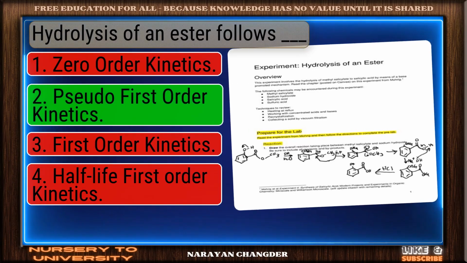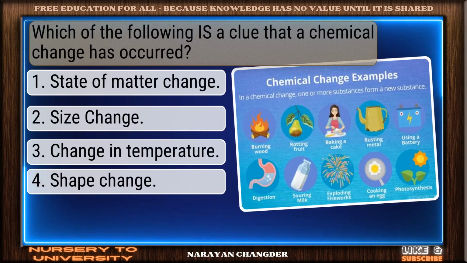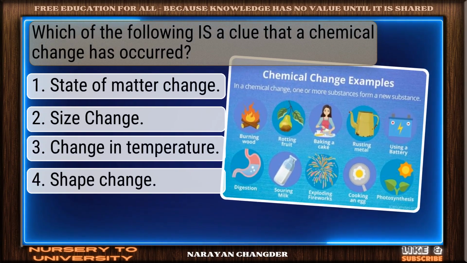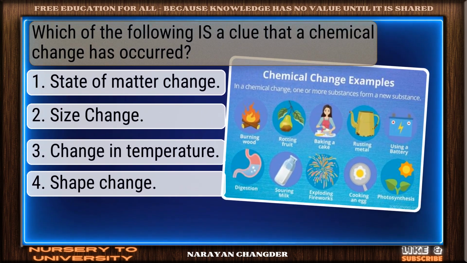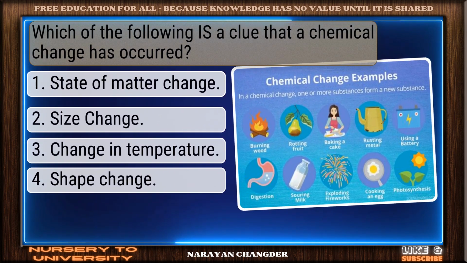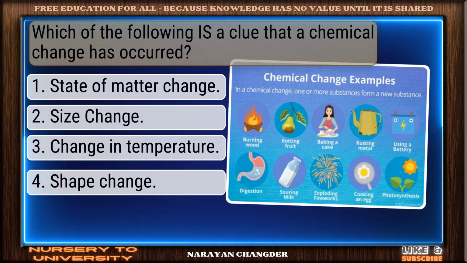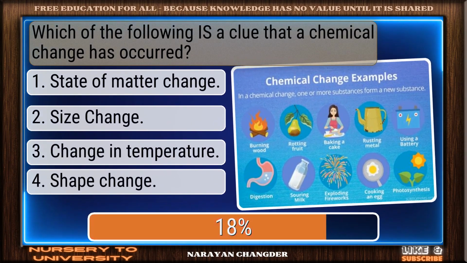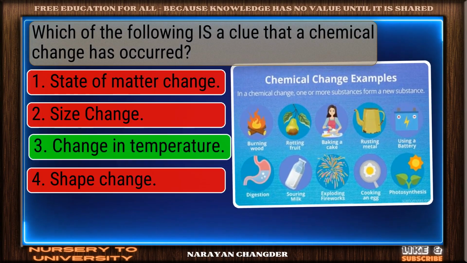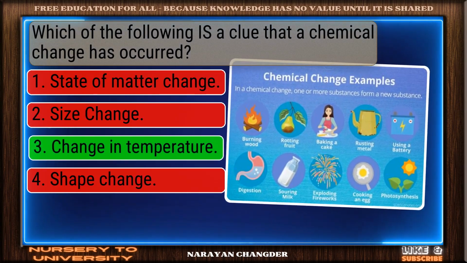Nice, pseudo-first-order kinetics. Which of the following is a clue that a chemical change has occurred? Option 1, state of matter change. Option 2, size change. Option 3, change in temperature. Option 4, shape change. Change in temperature, great work.